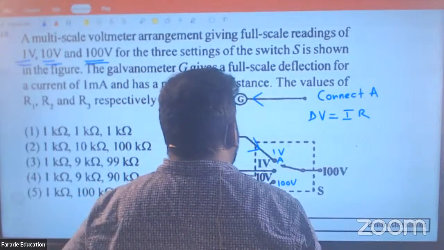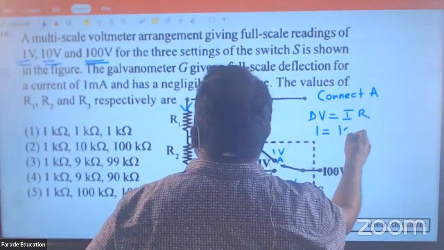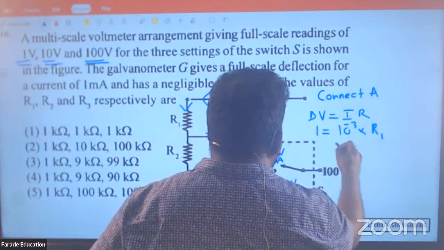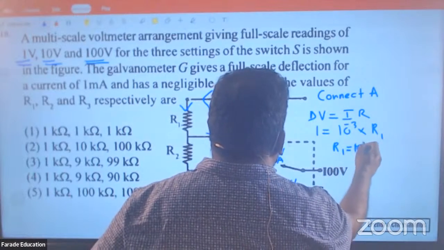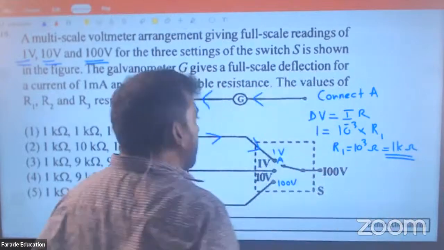Potential difference there is 1 volt. Current is 1 milliampere, 10 to the power minus 3. Resistance is R1. From that we can say 10 to the power 3 ohm, in other words, 1 kilo ohm. R1 is 1 kilo ohm.